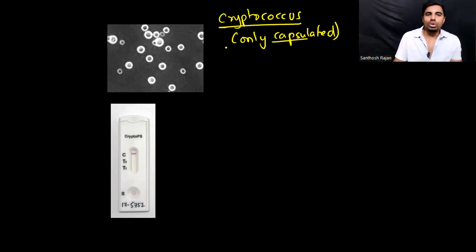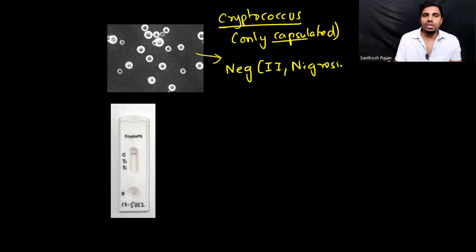So usually what tests will you do for capsulated? Negative staining. You can do India ink or Nigrosin. The background will be dark, and then you'll see the capsule shining white. This is an easy one. This is one method.